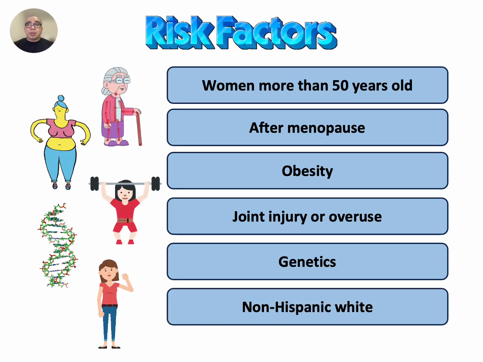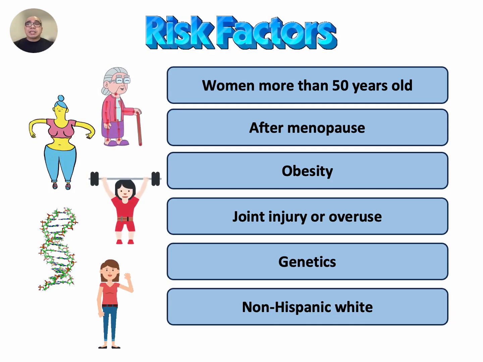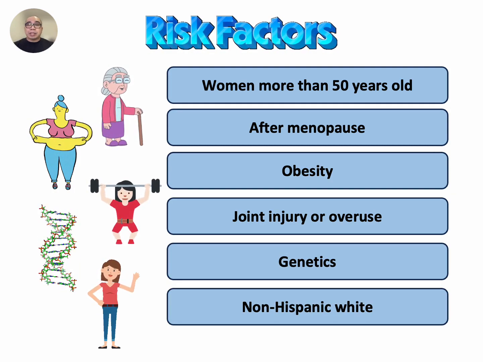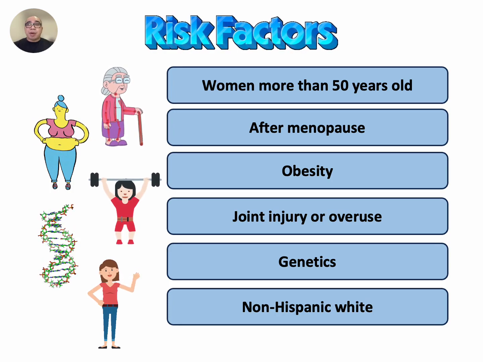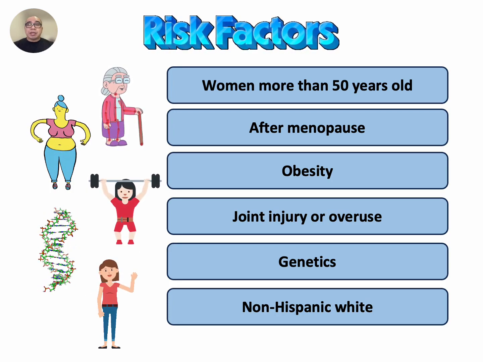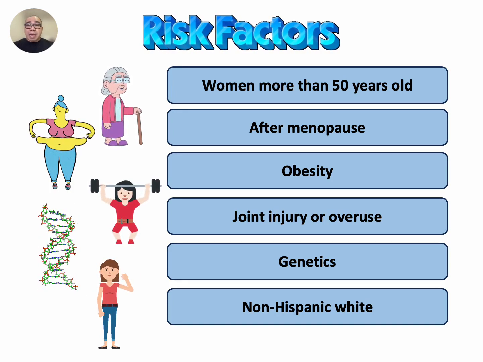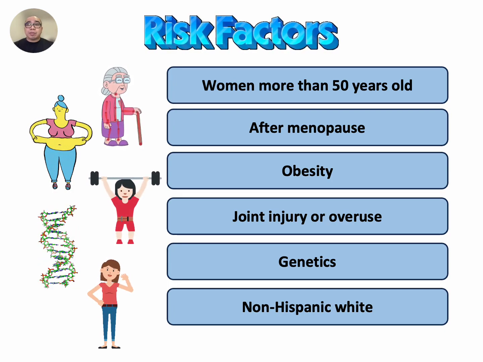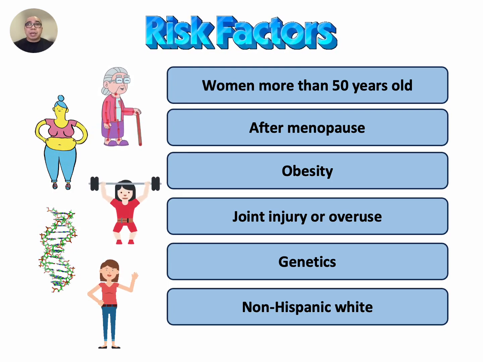Some Asian populations have lower rates of osteoarthritis. 78% of individuals with osteoarthritis are non-Hispanic whites. However, within their own race or ethnic groups, non-Hispanic black and Hispanic populations have higher rates of osteoarthritis than non-Hispanic whites. So what actually happens with osteoarthritis?